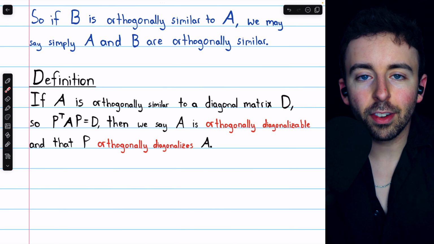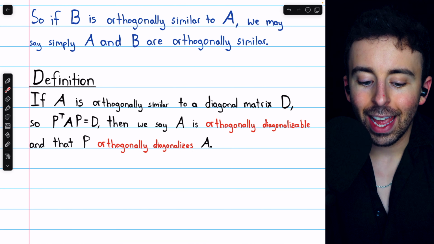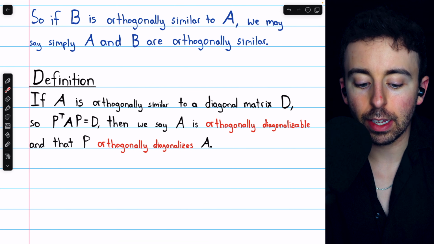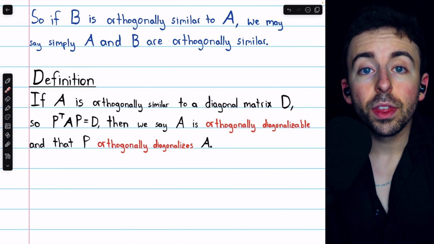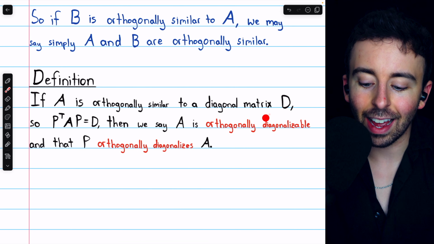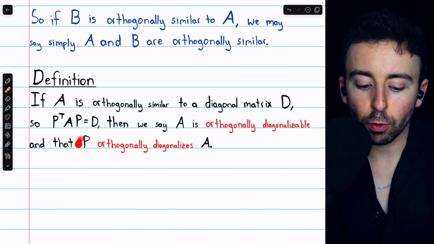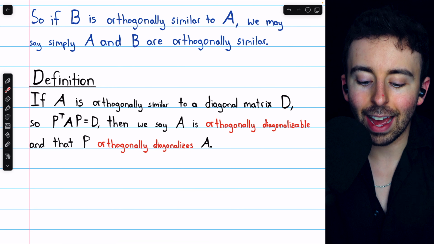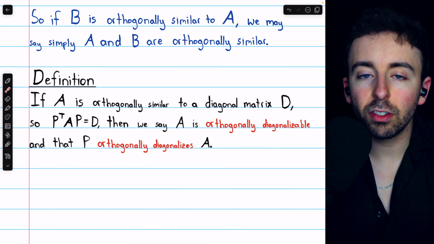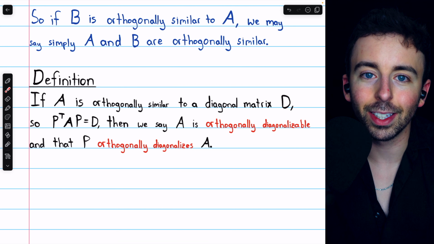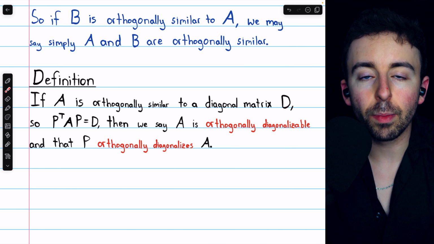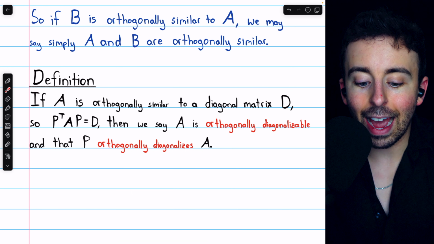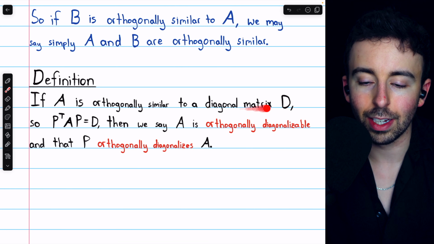Then you can guess where this is going regarding diagonalization. If A is orthogonally similar to a diagonal matrix D, so that P transpose AP equals D for some orthogonal matrix P, then we say that A is orthogonally diagonalizable, and that orthogonal matrix P is said to orthogonally diagonalize the matrix A. So this is just like previous discussions of diagonalizability, except instead of A just being similar to a diagonal matrix D, for it to be orthogonally diagonalizable, it has to be orthogonally similar to the diagonal matrix.